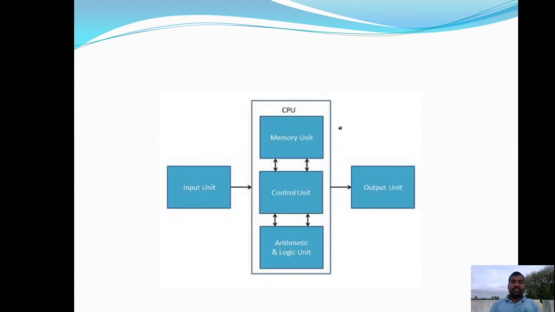Now here is a simple diagram. It represents the various components of a computer. So input unit, CPU, central processing unit, and output unit. These are the three components, and the CPU is again categorized into a memory unit, control unit, and arithmetic and logical unit. These three comprise the central processing unit: memory unit, control unit, and arithmetic and logical unit.